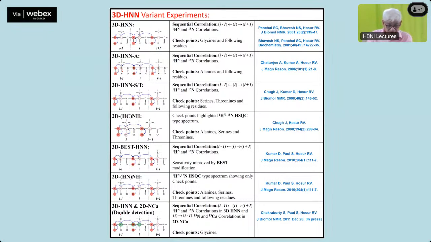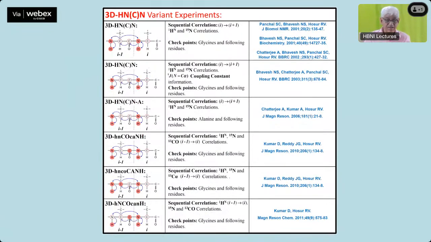Okay. So then you have the 3D HNN and 2D HNCA. This is the result of a double detection, the dual receivers over there, and that gives you two kinds of spectra, one 3D experiment and one 2D experiment, and this is using the dual receiver. And here, those were the HNN variants.